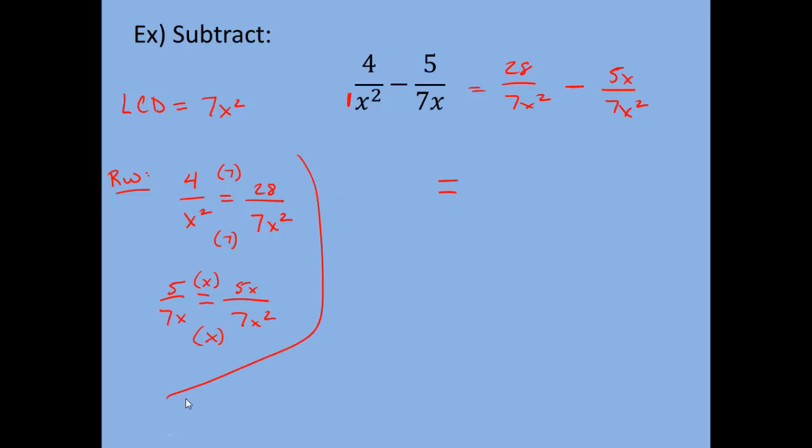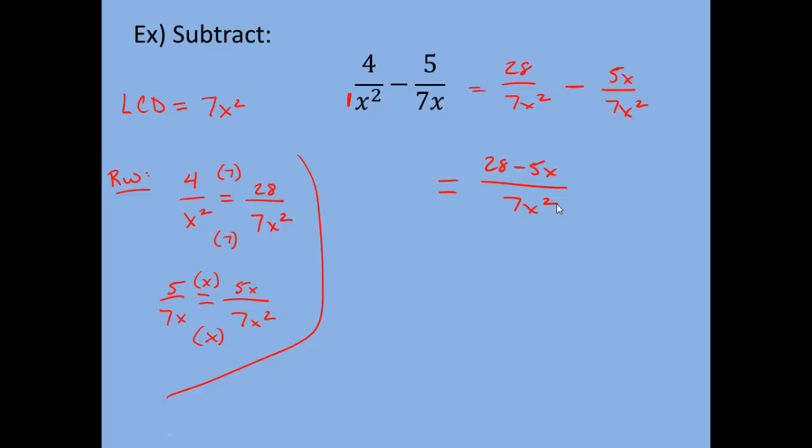Now we add or subtract as normal. So this is all over on the side right now. Now we add or subtract as normal. So we get 28 minus 5x, and they're not like terms, so you can't combine them. We're just going to write it as 28 minus 5x. And that's going to be over the LCD, which was 7x squared.